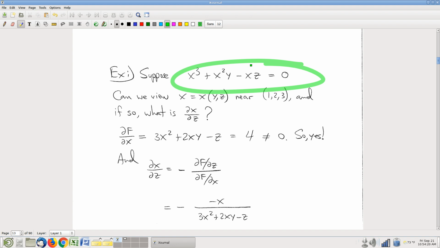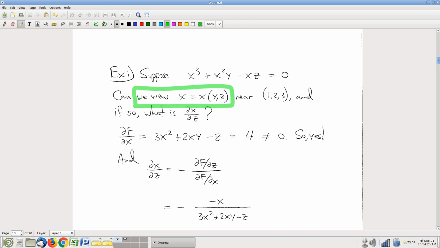And given that I don't know what this surface looks like, I want to ask the question, can I view x as being a function of the other variables? And if so, if this is a function of y and z, and notice only because I know that it's a function of y and z, is it even reasonable for me to ask, what is the partial derivative of it with respect to z? You can't take partial derivatives of things that aren't functions. If you don't know it's a function, then the partial derivative doesn't make any sense.